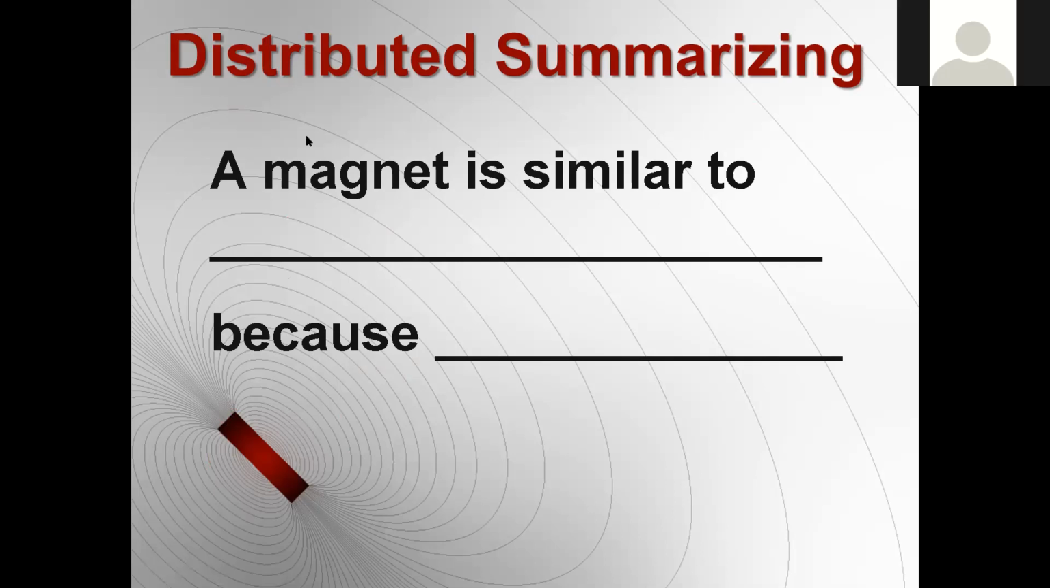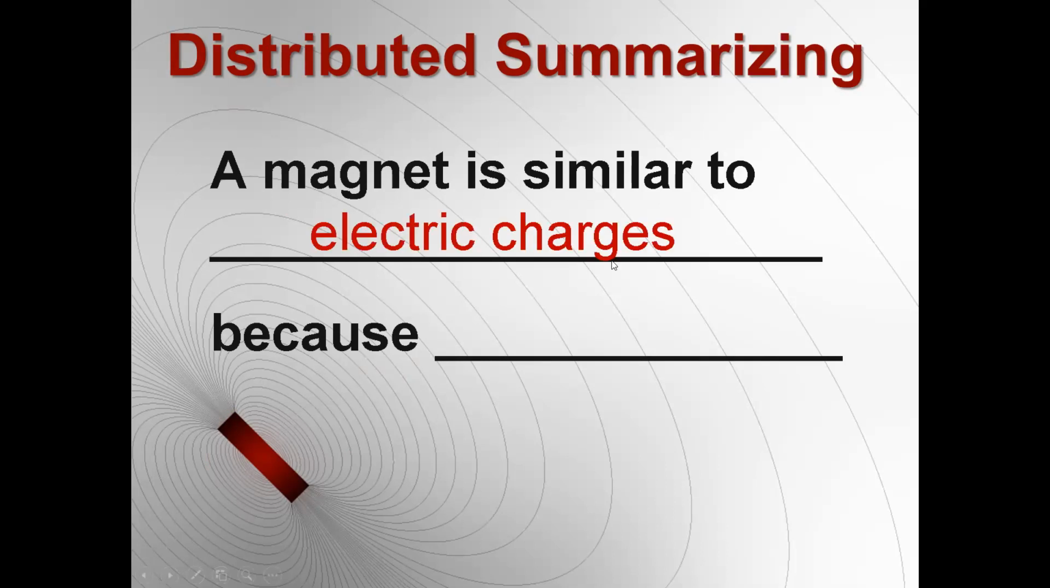Now here. So the magnet is similar to what? Is it similar to the weight, the force, the acceleration, the speed, or the electric charge? Force. The magnetic force is like the electric charge. The magnet is similar to the electric charge.